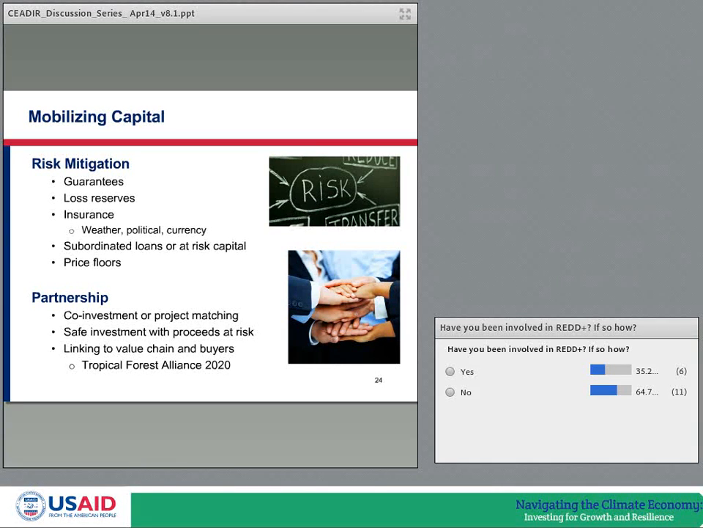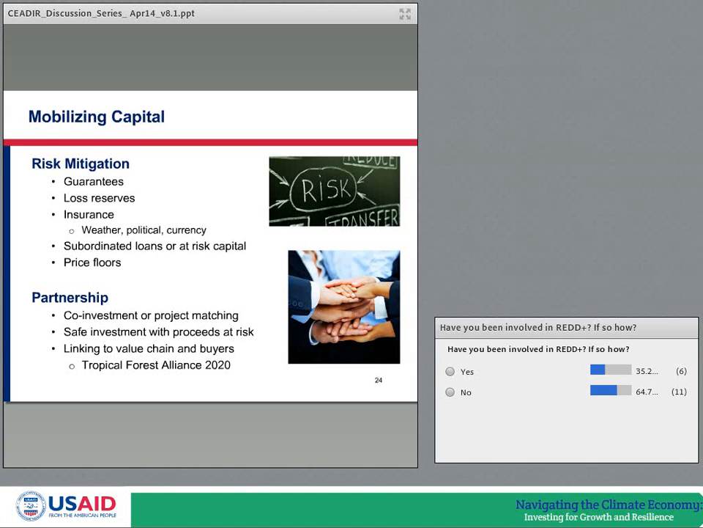Loss reserve is another. This is where, if a project needs $10 million, someone can put up a reserve amount, maybe $1 million of that, so that if there is a loss, that $1 million is the first money lost and not the rest of the money. You're likely to get more investors into a project because their risk profile is lessened. There's also a number of different insurance pieces that could play here because projects are concerned about these issues. It could be weather, it could be political, it could be currency. So you might just want a specific insurance mechanism for one of those.